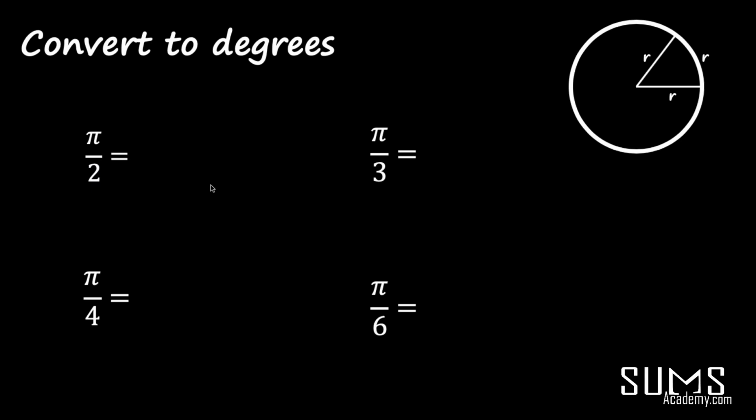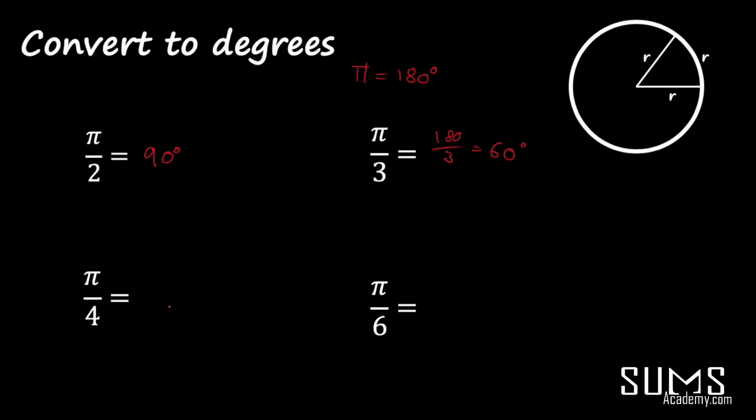Okay, so now we're going to go through some examples of converting between degrees and radians. If we know that pi is equal to 180 degrees, what will pi over 2 be? Well, that's pretty simple, that's 90 degrees. What about pi over 3? Well, that's 180 divided by 3, so equal to 60 degrees.